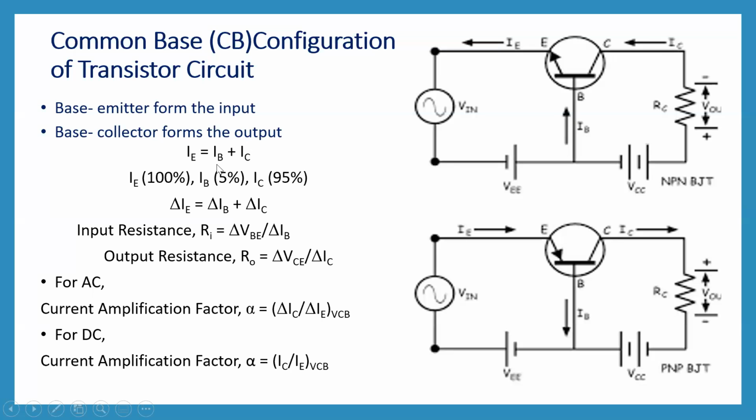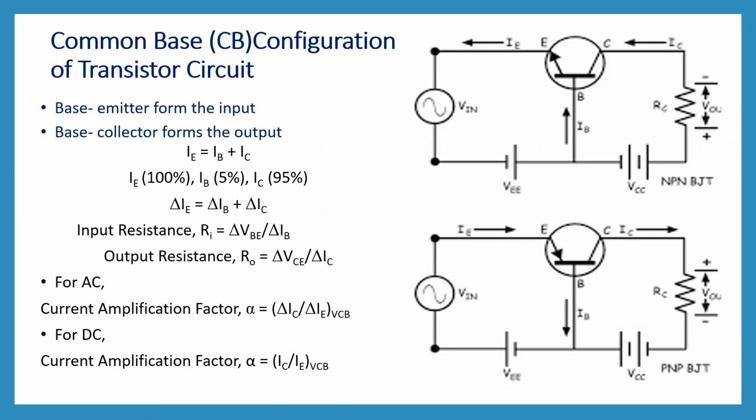Input is between the emitter and base, and output is taken across the collector and base. And this is a formula which is applicable for all configurations, that the emitter current is equal to base current plus collector current. Also, remember this formula, the current amplification factor alpha is equal to IC by IE, where IC is the collector current and IE is the emitter current, which is the output and the input for a common base configuration. So we saw this yesterday.